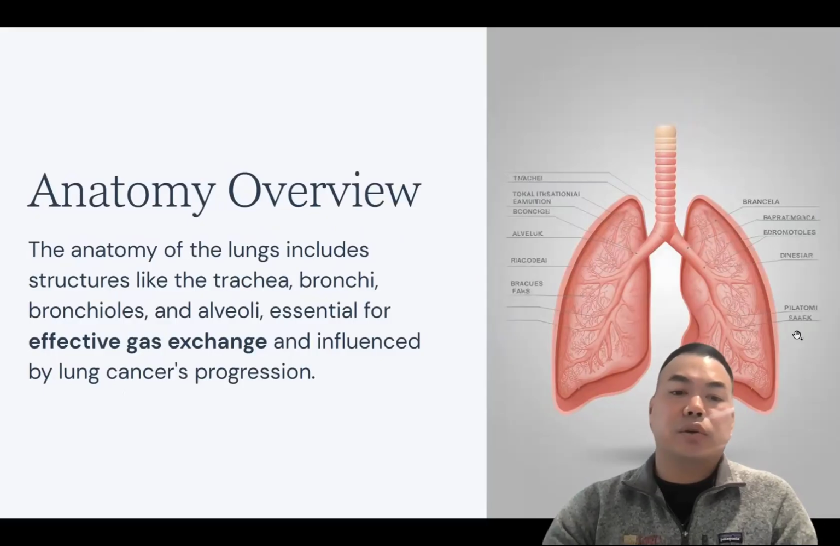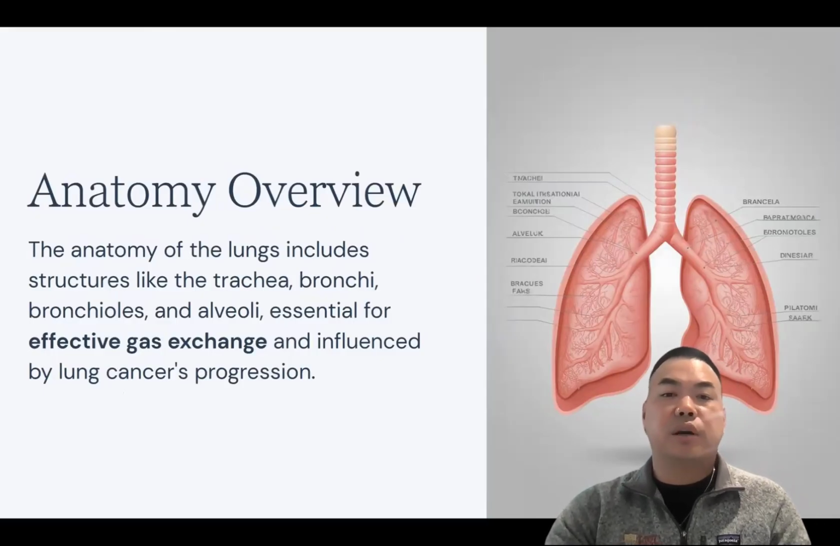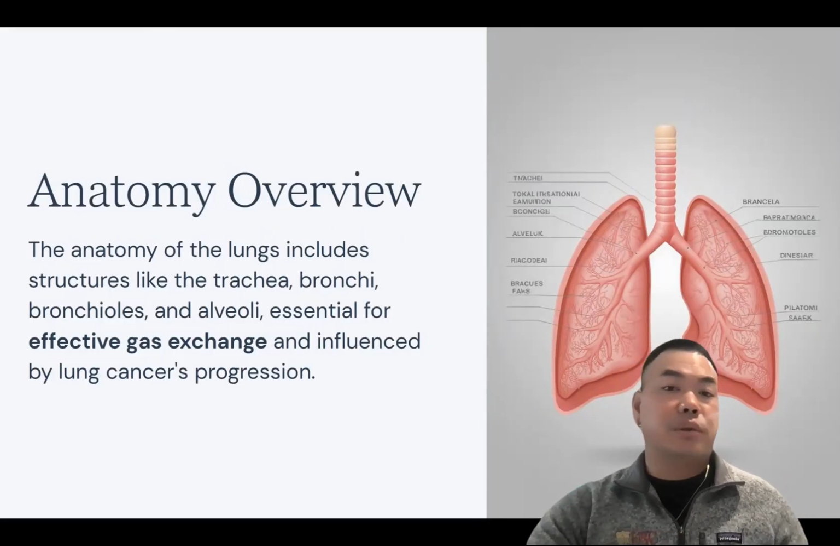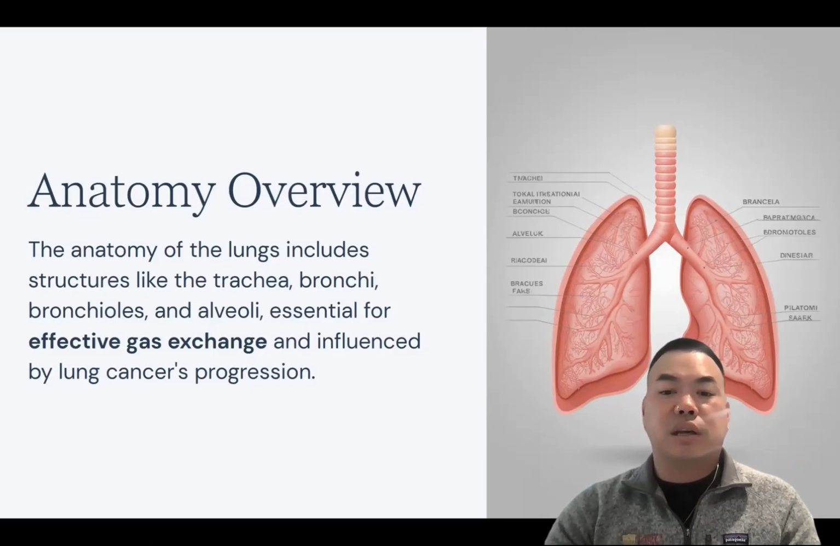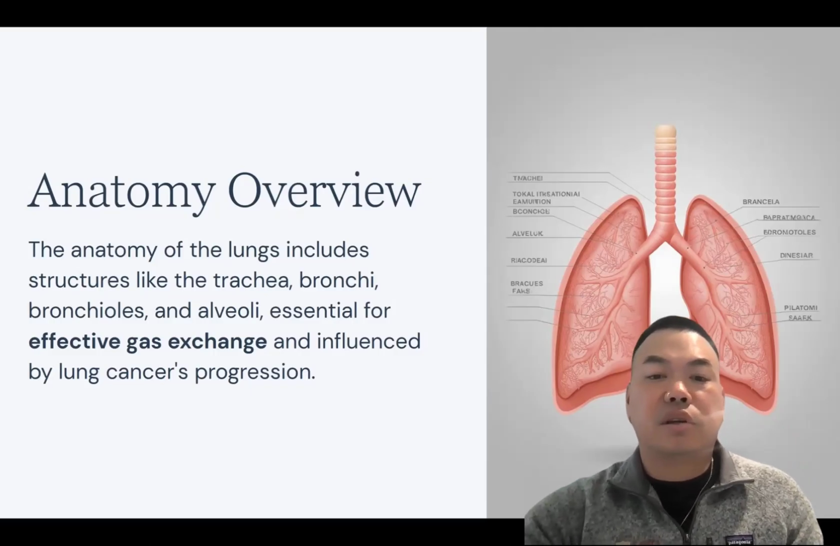So, anatomy overview. To understand lung cancer, it helps to know how the lungs are set up. Air comes through the trachea, goes into the bronchi, into the bronchioles, and then ends up in the alveoli, which are tiny air sacs that do all the gas exchange. Most lung cancers start in the cells lining the bronchi.